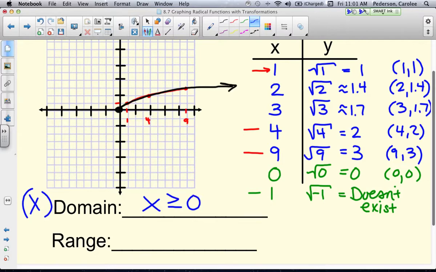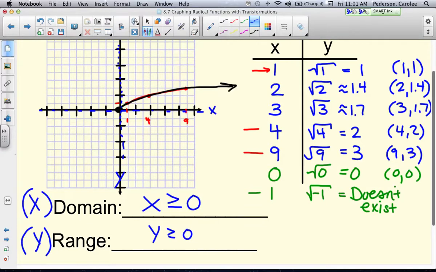The next piece is the range. What type of numbers can you get out? So now we're looking at the y-axis. Here's our y, or that's our y-axis. What kind of numbers can we get in these two places? So here's x, here's y. We're looking for numbers also greater than or equal to 0.